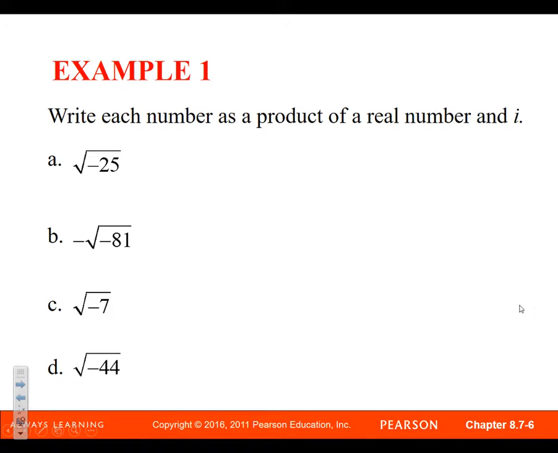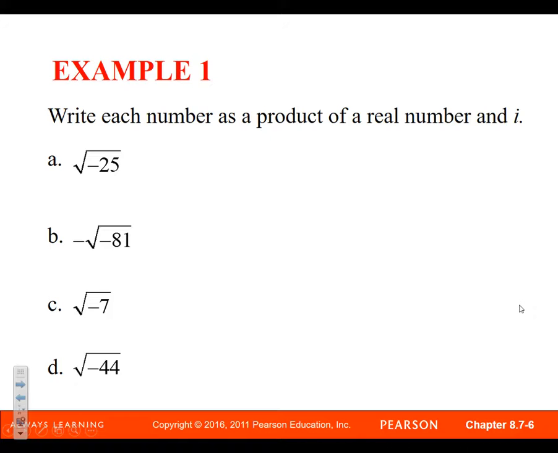But do you understand what this means? So now, if I wanted to go i to the 4th, i to the 4th, wasn't that just two i squareds? Now what is i squared? So what's -1 times -1?